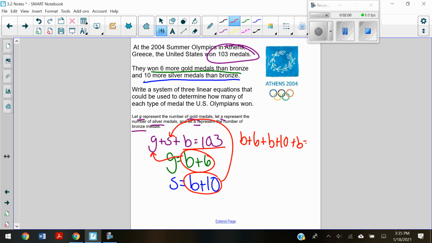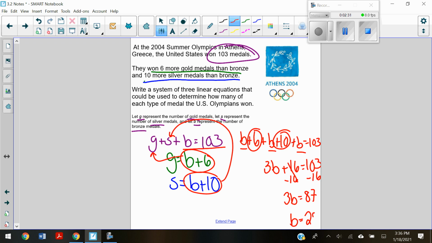Plus B equals 103. So now I want to look for like terms. I have 3 B's, and I have a 6 and a 10, so plus 16 equals 103. So I'm going to solve for B. Start off by subtracting 16 from both sides. So 3B equals 87. And divide both sides by 3. And you get B equals 29.